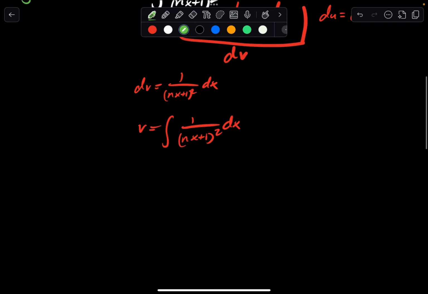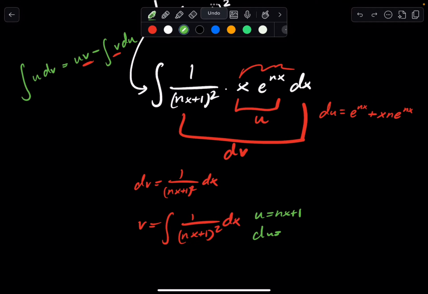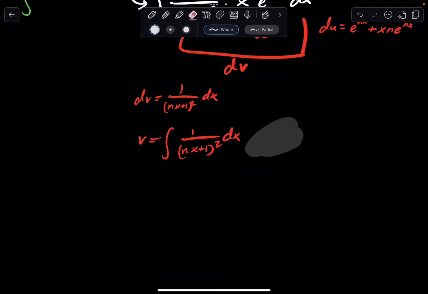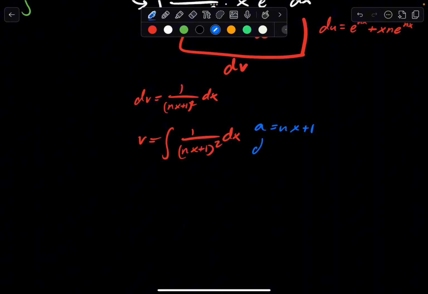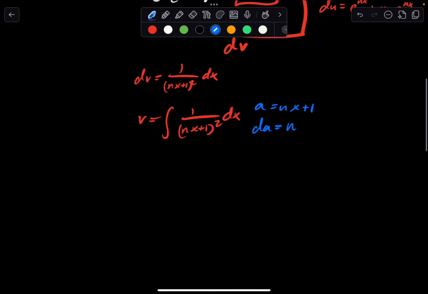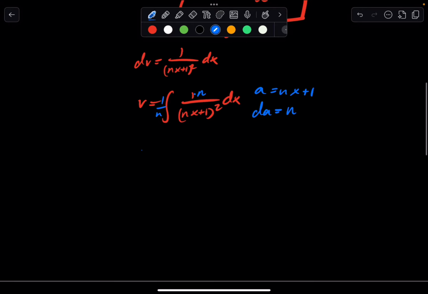We can use u substitution on this, of course. You can pause. I'll just do it for you guys. So u is equal to nx plus 1. This u is not to be confused with this u over here, so you can use a different letter. I'll just do that. a is equal to nx plus 1. da is equal to n dx. We don't have an n up here, so we put n here, and we put 1 over n. That's valid algebra. So v is equal to 1 over n times the integral of a to the negative 2 da.